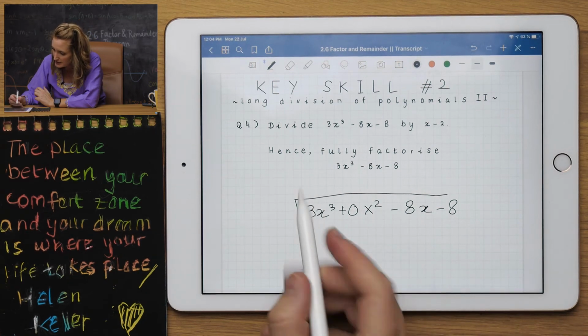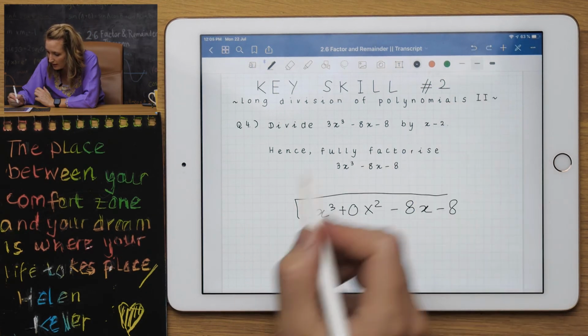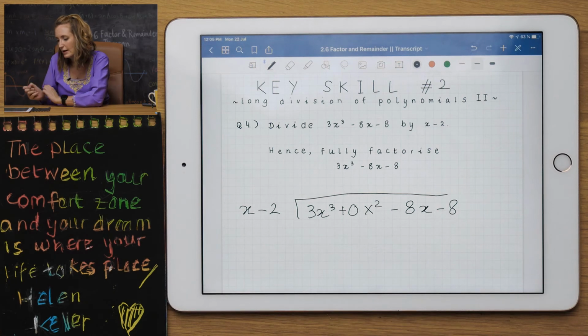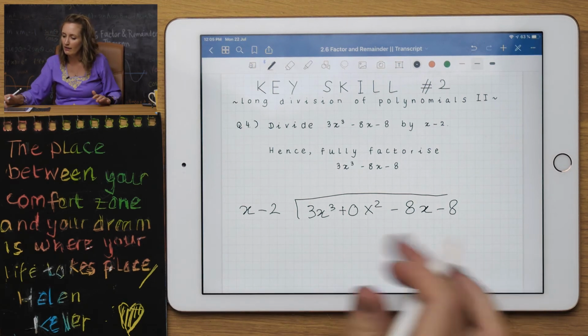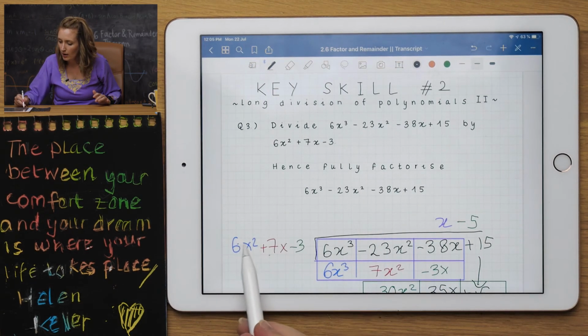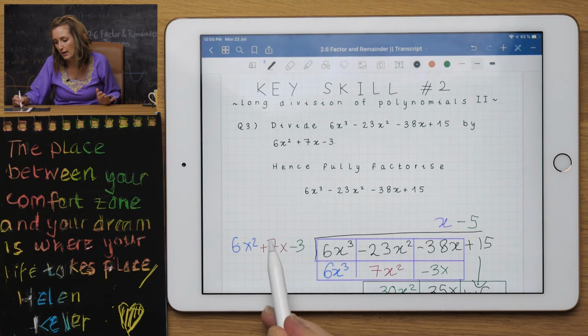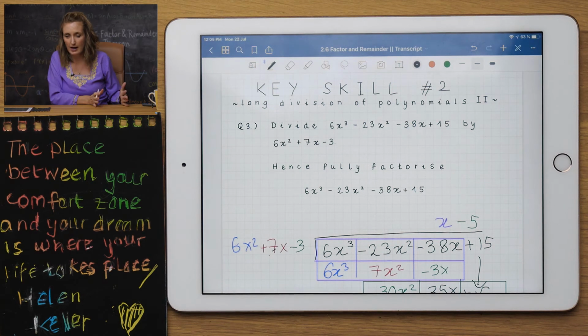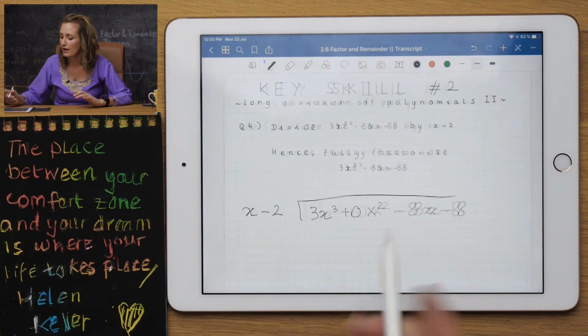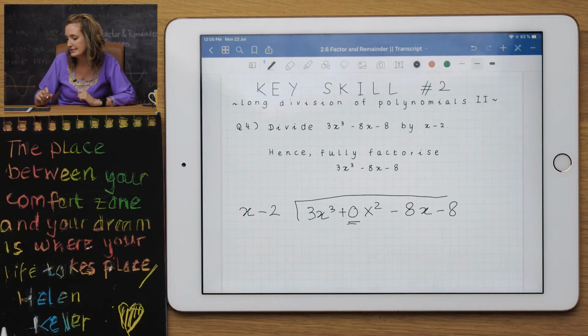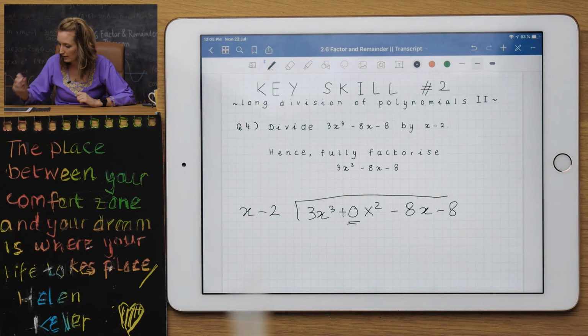Now the same for your divisor. And in this case, our divisor, x minus 2, isn't missing any terms. But if you had, for example, 6x squared minus 3, I would also make sure that here I've got x squared, x, and a number. And if I'm missing anything, I would just get around that by adding a 0. So let's go quickly.